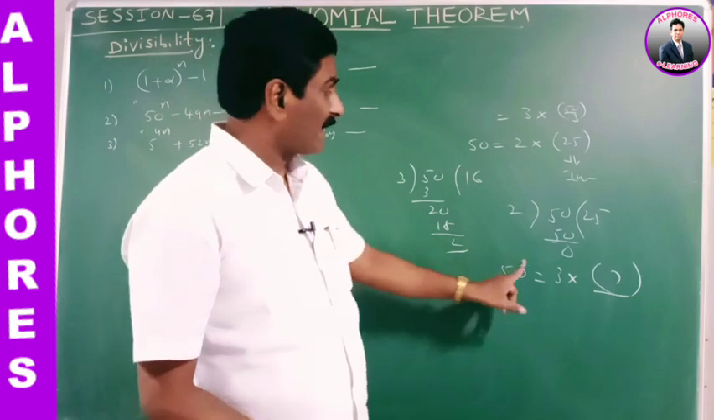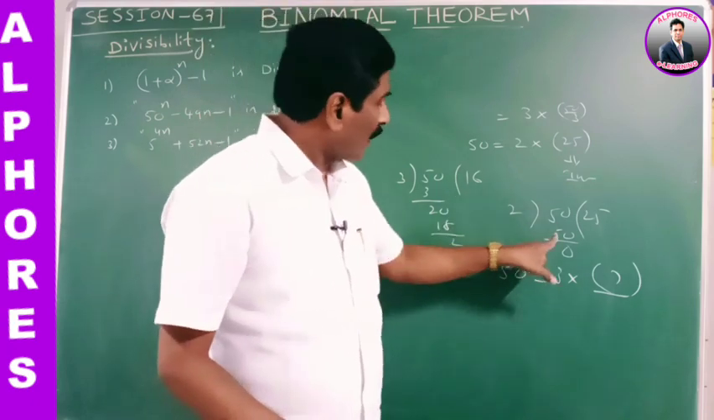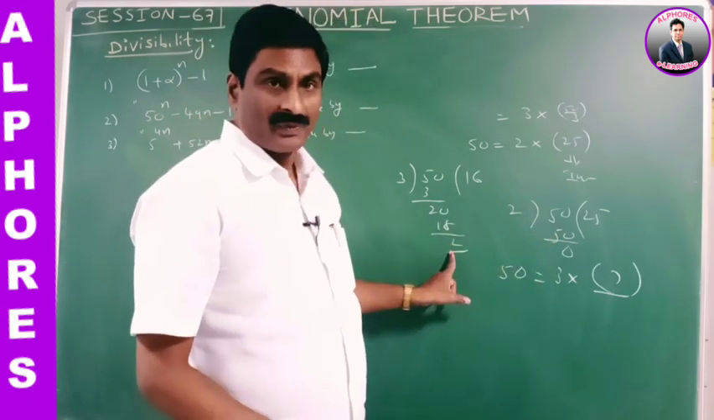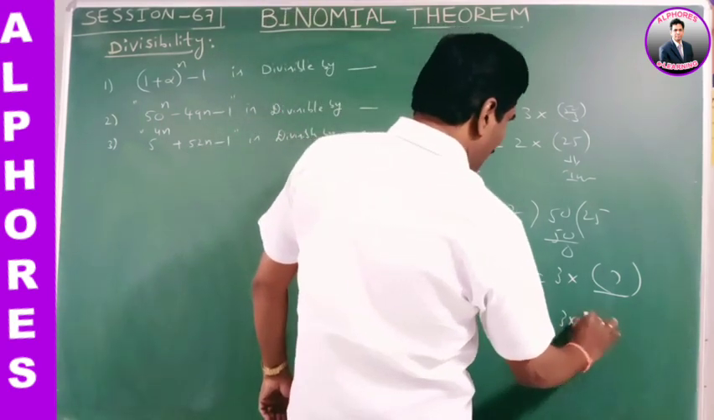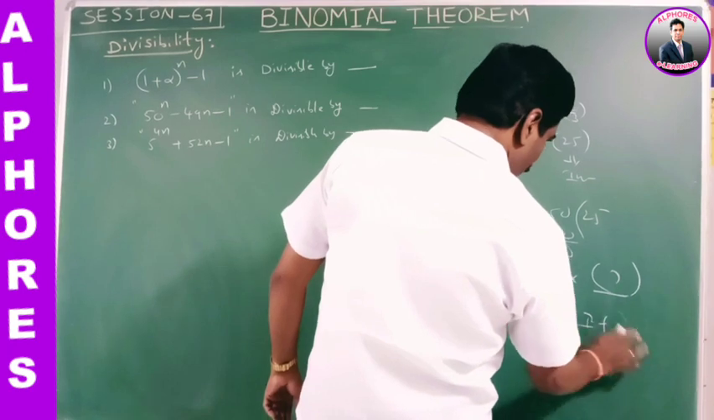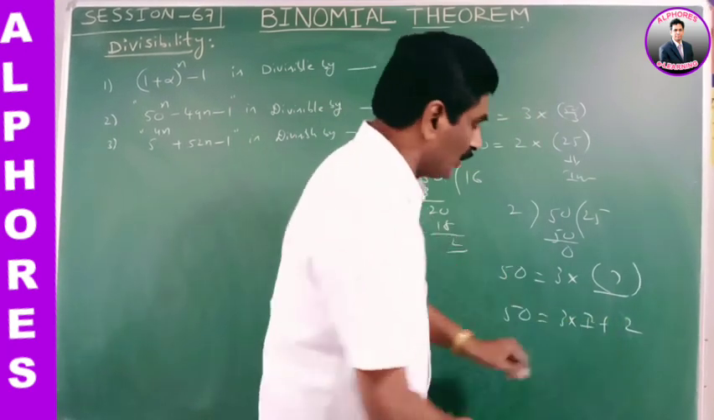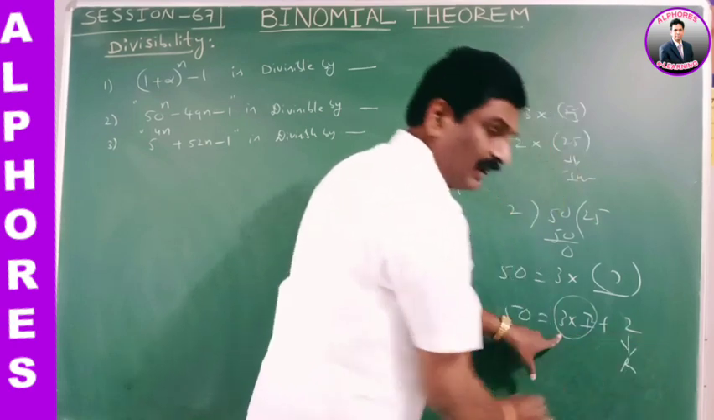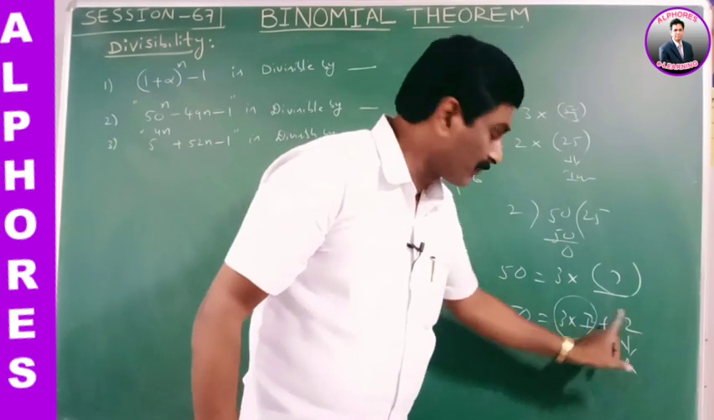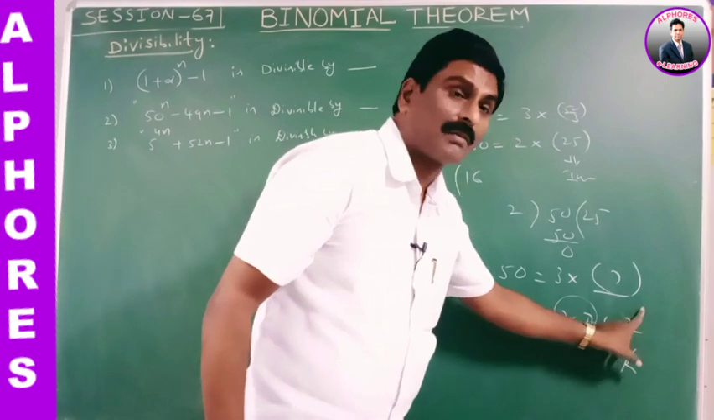What is the remainder in this case? 2. Okay. Suppose 50 can be resolved into 3 into some integer plus some 2. 3 into integer plus 2. So 3 into integer means this value is divisible by 3. This is the remainder. 3 into some integer plus 2, it can be resolved into this value. This part is nothing but the remainder.